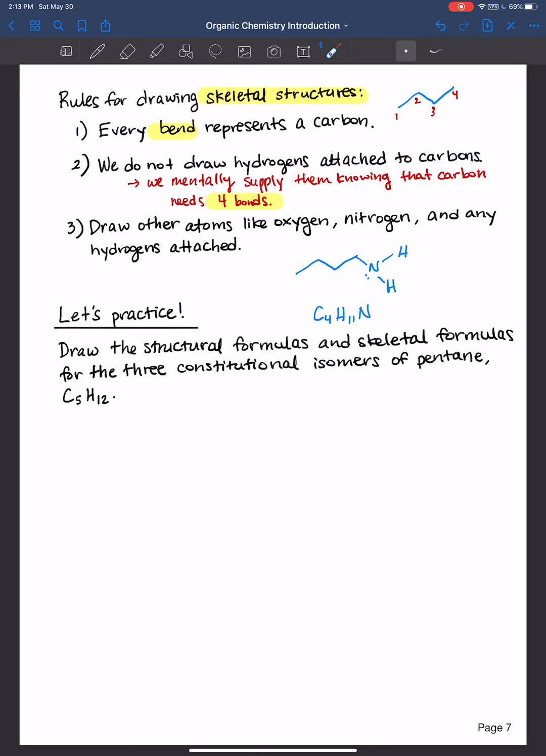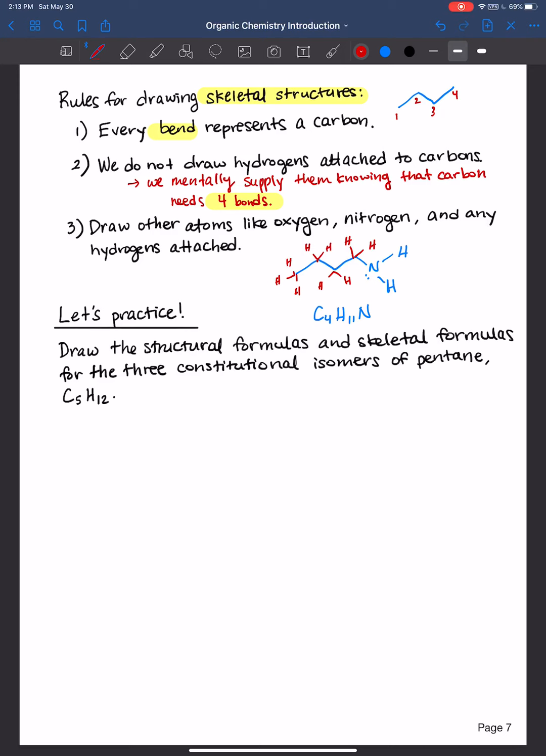Initially while you're learning how to draw structures, it's okay to draw in the hydrogens. So 1, 2, 3, 4, 5, 6, 7, 8, 9, 10, 11. And it's important that you're able to read skeletal structures so that you get the correct molecular formula as well as the correct molar mass if you're doing some type of stoichiometry calculation, like calculating percent yield.